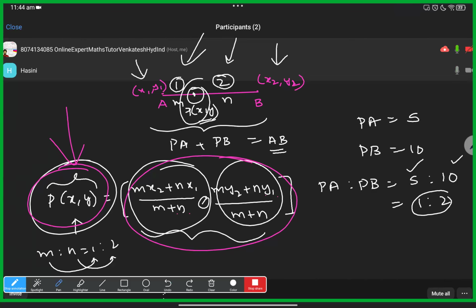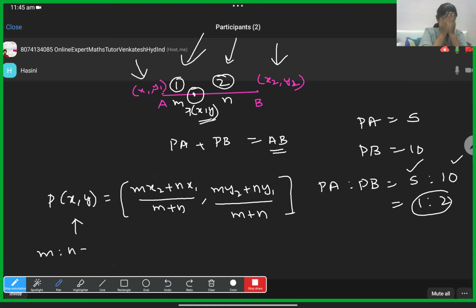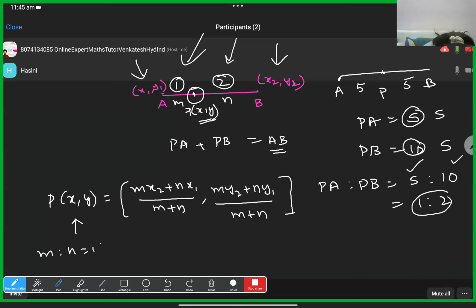Let us imagine, Hasni, in this thing only. Suppose point P is exactly at the center. In this figure, point P is exactly at the center. Then ratio PA, if PA is 5, Hasni, then PB will also become 5 only, because it's at the center. PA and PB should be equal in that case. Yes or no, Hasni?